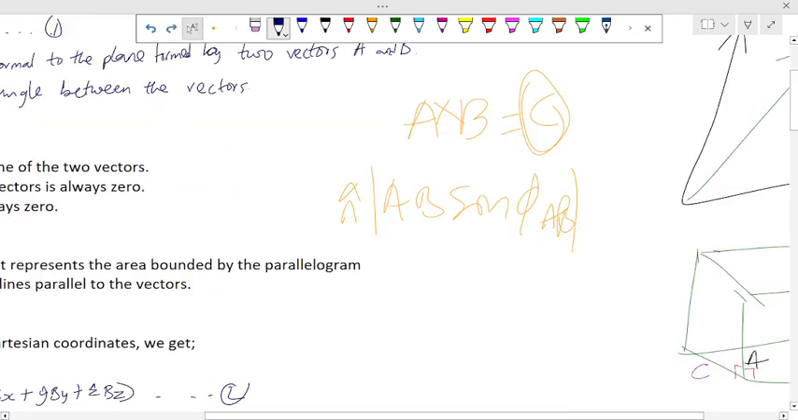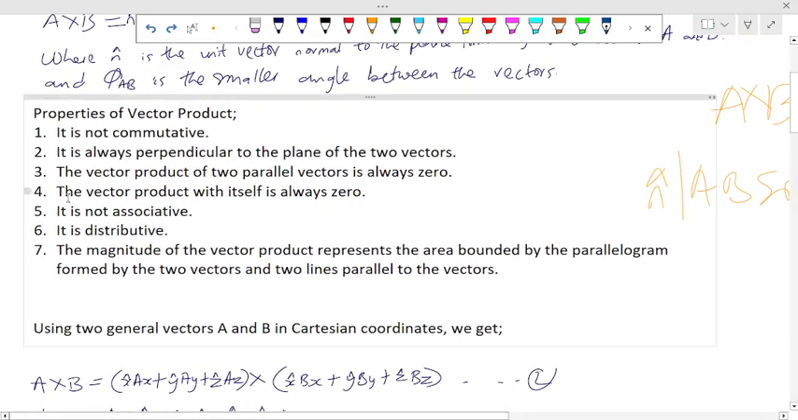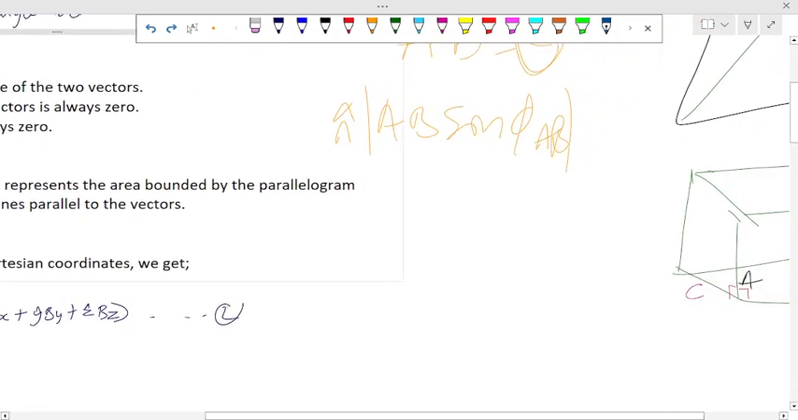Now, what I just explained is also a property of the vector product. I think I have it somewhere here. Yes, that's the second property: it is always perpendicular to the plane of the two vectors, which I just explained. Now let me read number one, which is: vector products are not commutative.